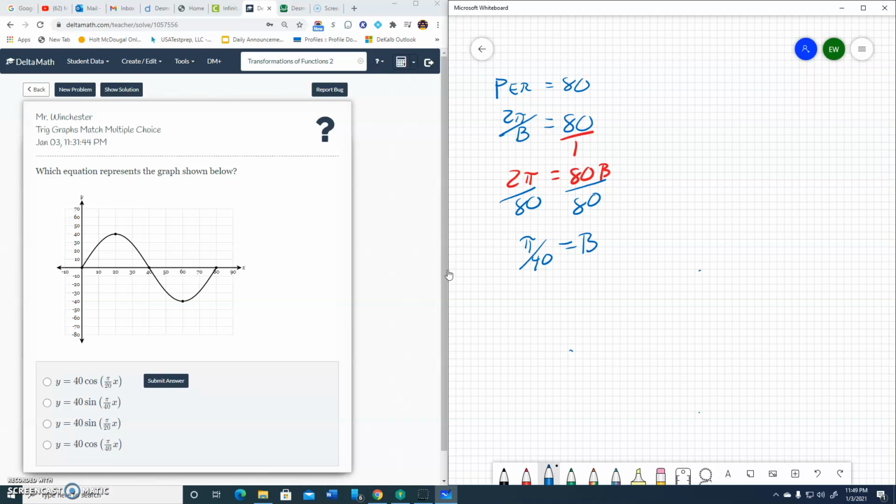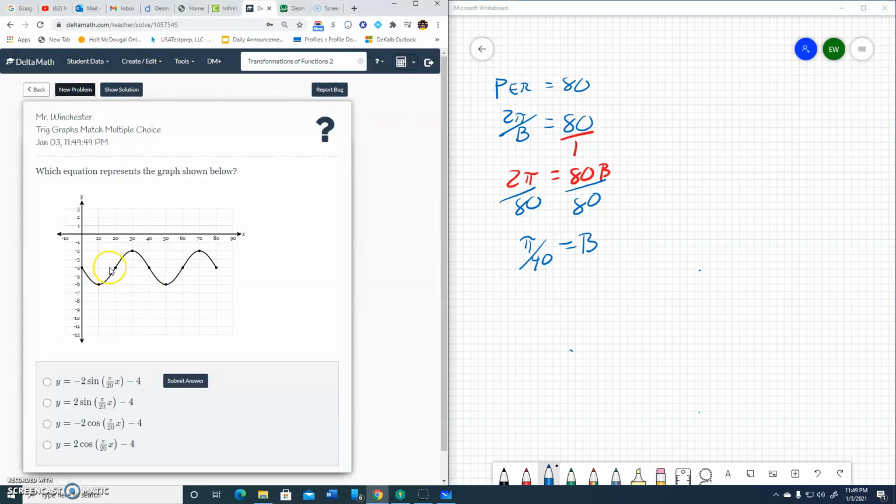I'll do a different example. Otherwise, we can see here our midline is 0, and normally the midline is the constant. That's why there's no number out here. And we can see from the midline we had to go up 40 and down 40. That's why we have the 40 here as our amplitude. I'll do a couple more.